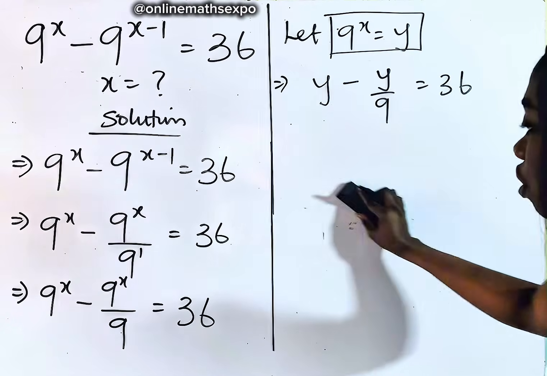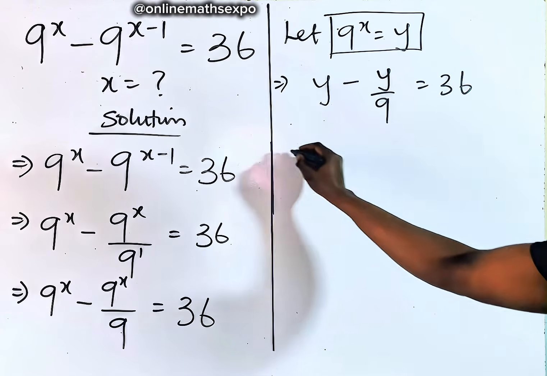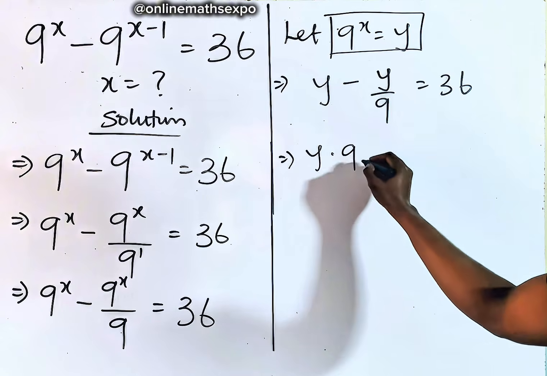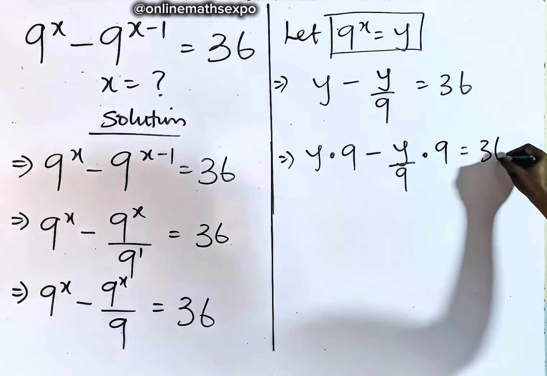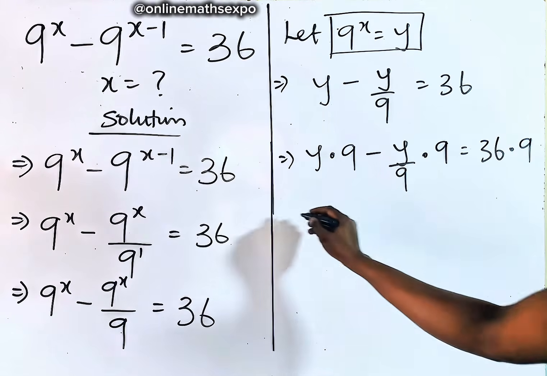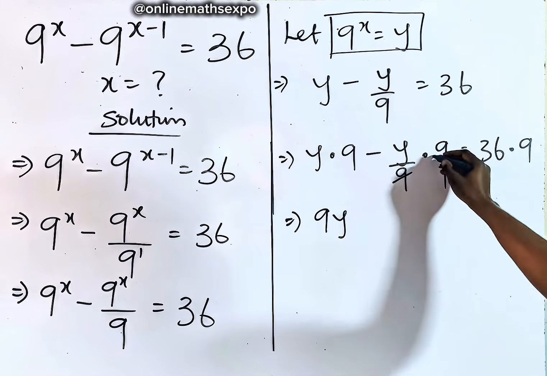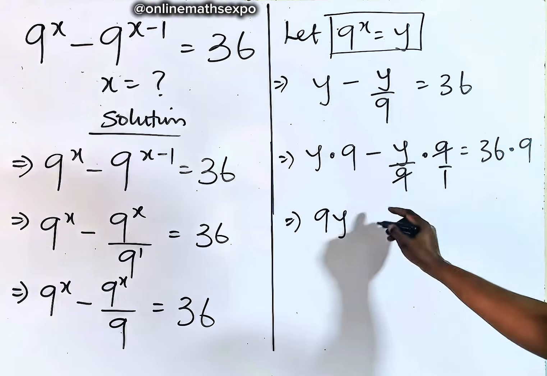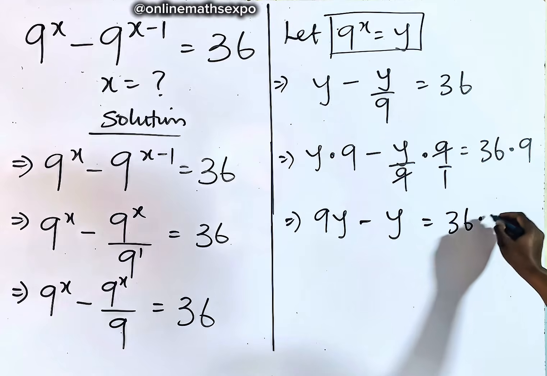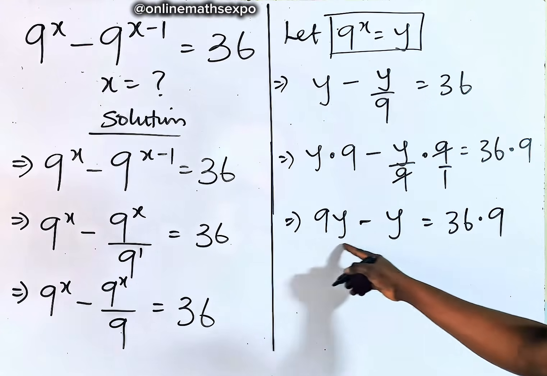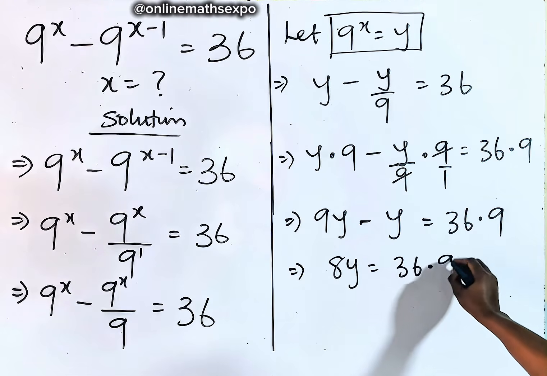So what do you do at this point? You can clear this by multiplying each part by 9. So we are going to have y multiplied by 9 minus y over 9 multiplied by 9 is 36 multiplied by 9. So we're going to now have 9y. Remember, this is over 1. This takes off. Y times this gives us y. So we have 9y minus y is equal to 36 multiplied by 9. So what do you do? Just subtract this and it gives you 8y is 36 multiplied by 9.